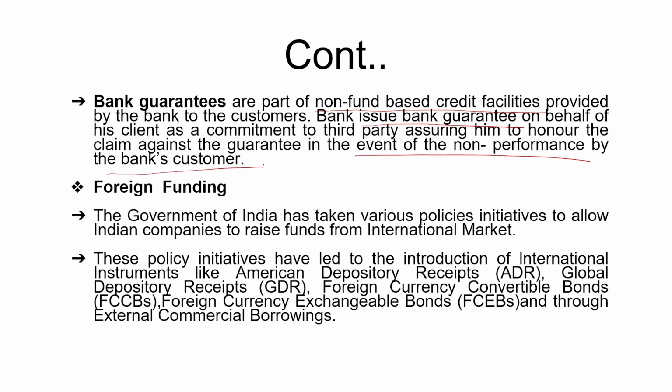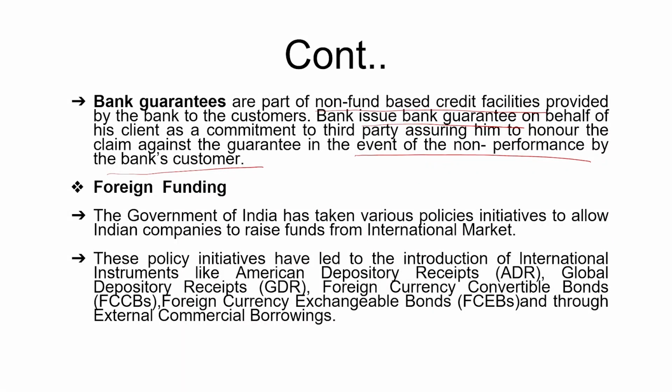So, a bank guarantee is basically a document which becomes operative when customers fail to perform their promise, or fail to pay the amount as assured by the agreement. In this direction, it is also used as an instrument.